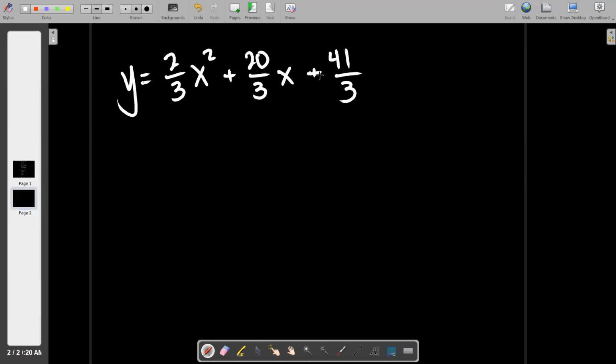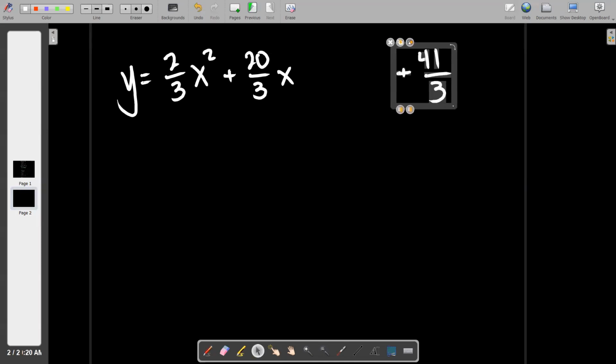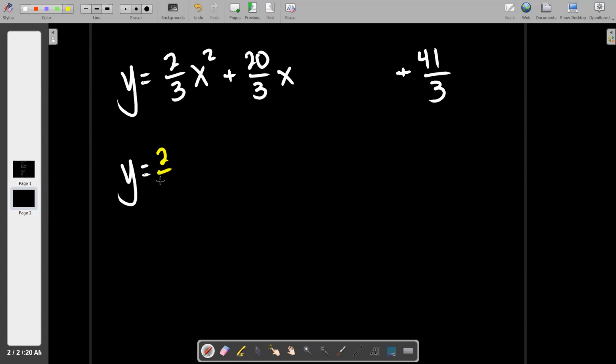Step 1 is to move the 41/3, put him in timeout. So I'll stick him off to the side a little bit, leave a space. And then step 2 is to pull out of the first 2 terms whatever the first term demands that you do. And this is where things get a little bit sticky sometimes. So we're going to say y equals 2/3, and then we're going to always have just x squared. If you don't get just x squared there, something's gone catastrophically wrong, like you've missed the whole point of that step.